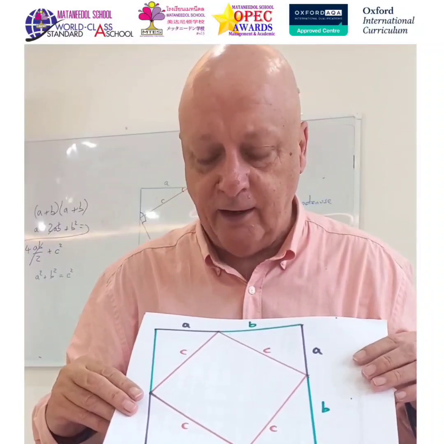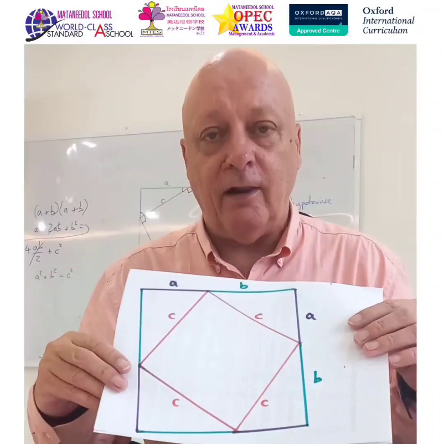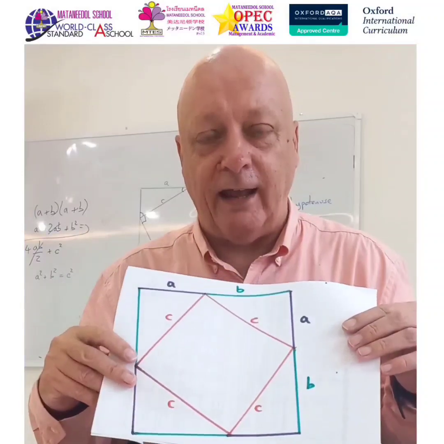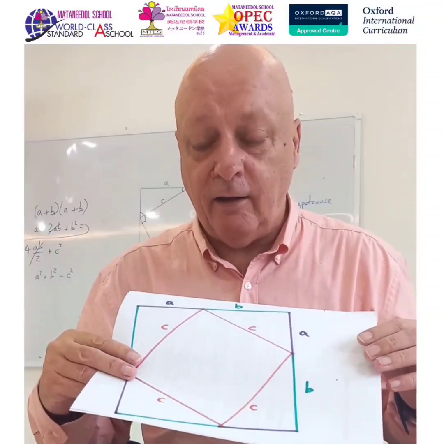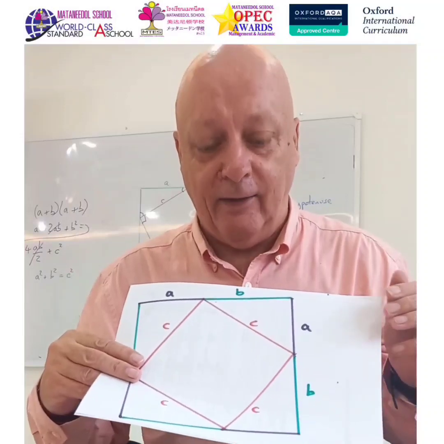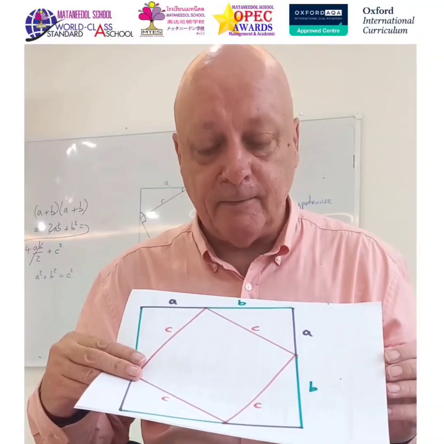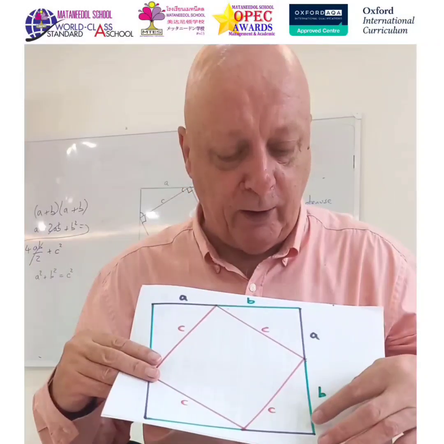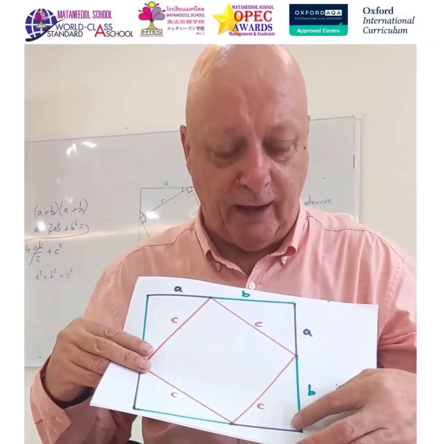Okay, so you can see there are four triangles pieced together around the outside of what ends up as a square of side hypotenuse length C in the middle. Now, how do I know it's going to be a square? Quite simply because we know that that's a right angle in that corner there.